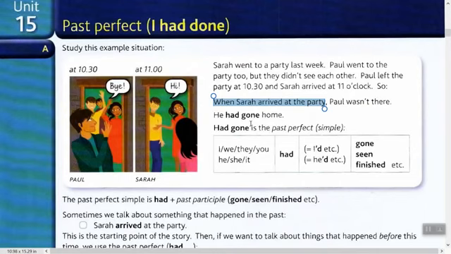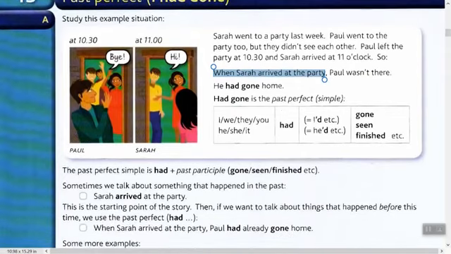يا هو أول حدث صار هو اللي ياخذ التام. يعني أول شي بول غادر. بعدين اجت سارة. So when Sarah arrived at the party, Paul wasn't there. He had gone home. He had gone home. Okay. We, they. This is the structure. Had the same. Only had here. هناك has have. هنا had. Past participle. This is the structure. See.